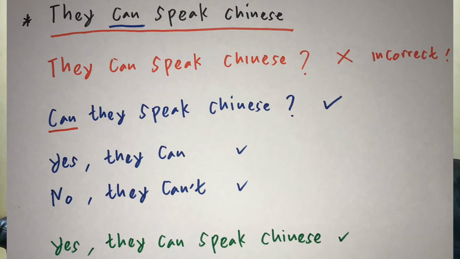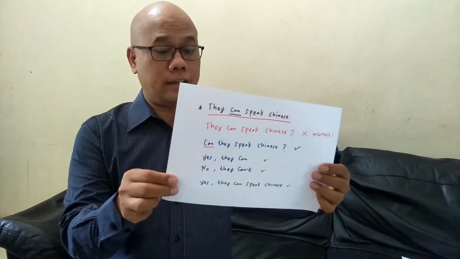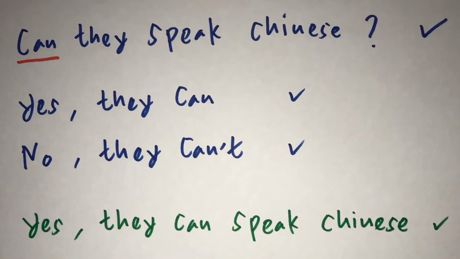Again, the sentence I write in red is a very common error made by English learners. They do not put the verb can in the beginning. They just say they can speak Chinese. This is an example of a wrong yes/no question. Some also want to answer with a long response, which is fine. Yes, they can speak Chinese. It's also acceptable. But a short response in a yes/no question will be enough.